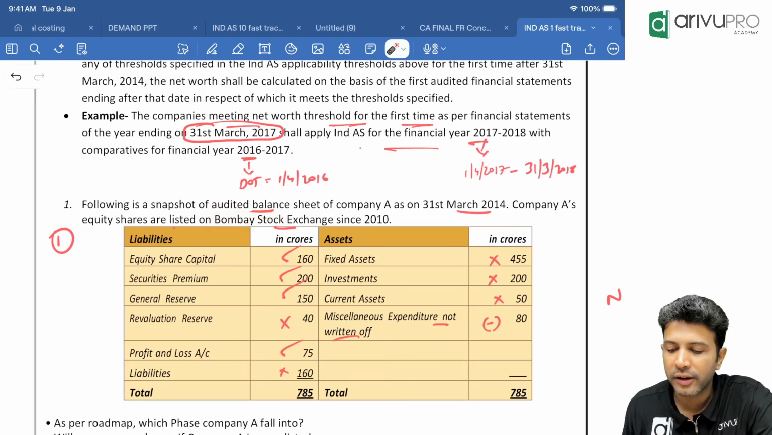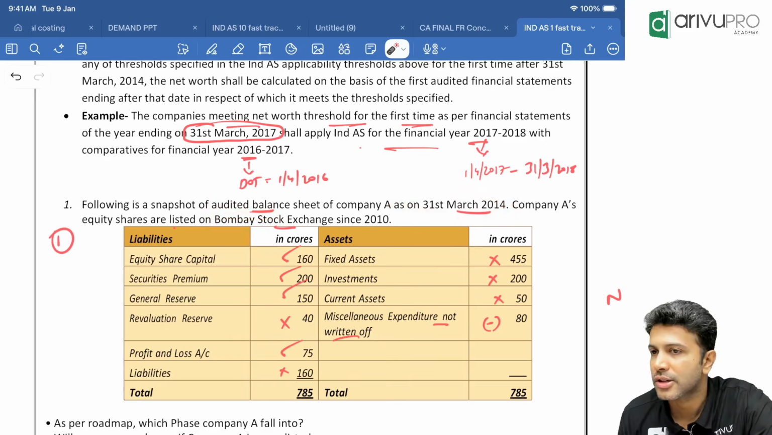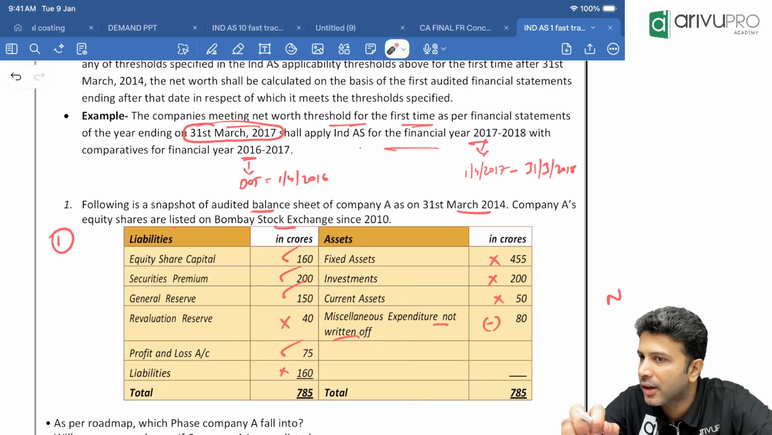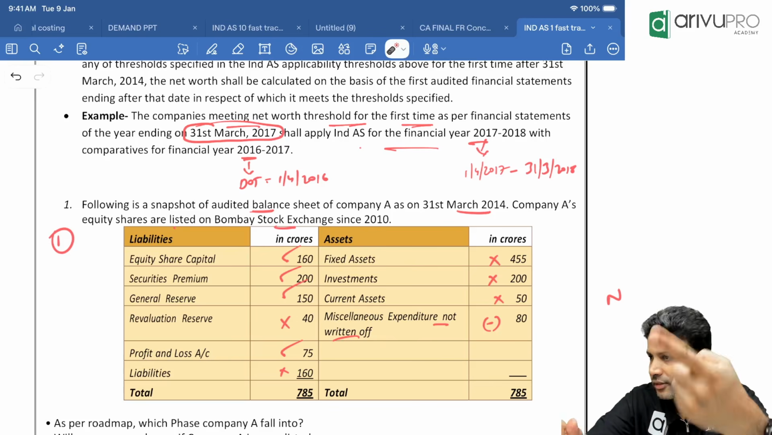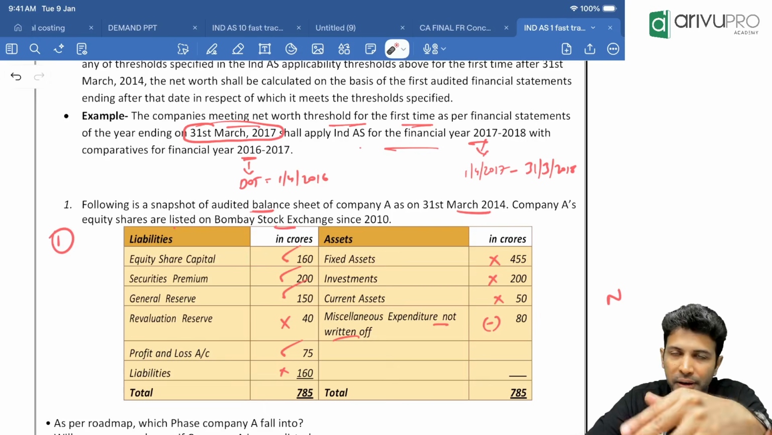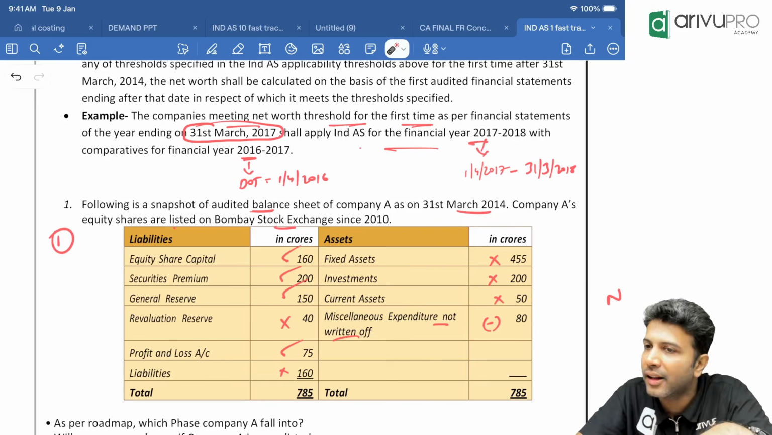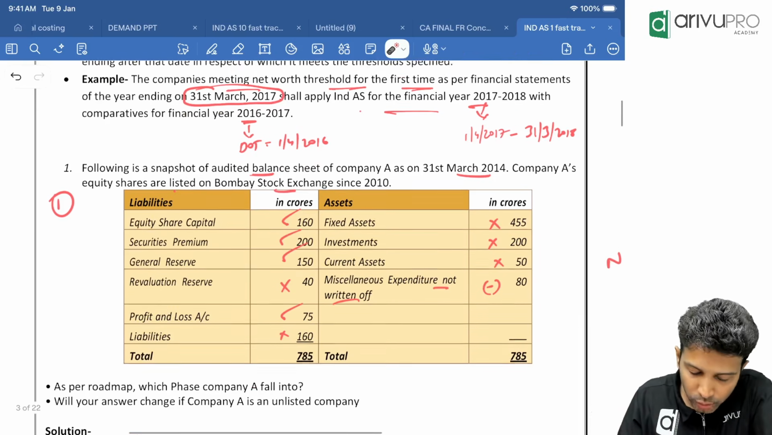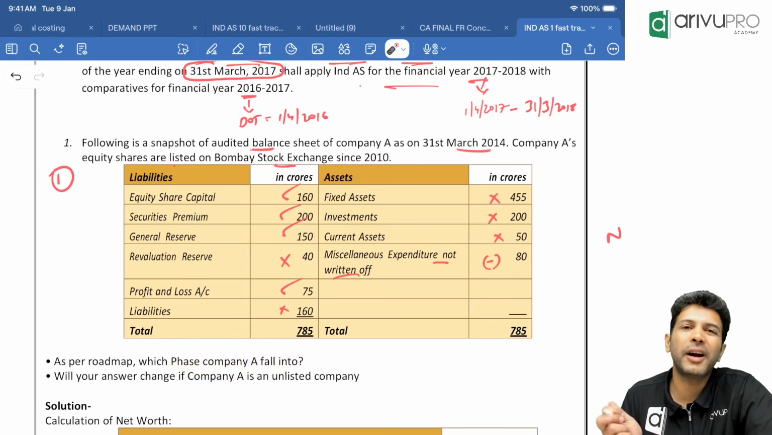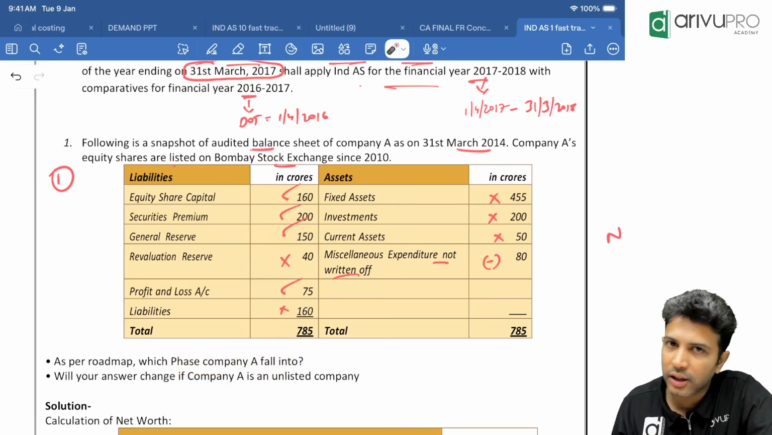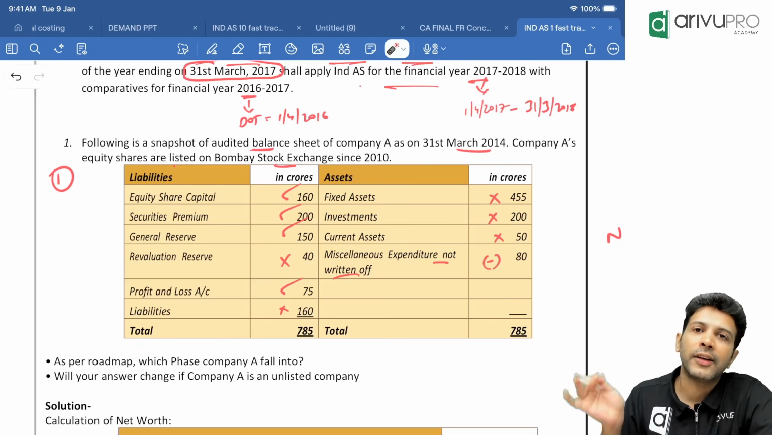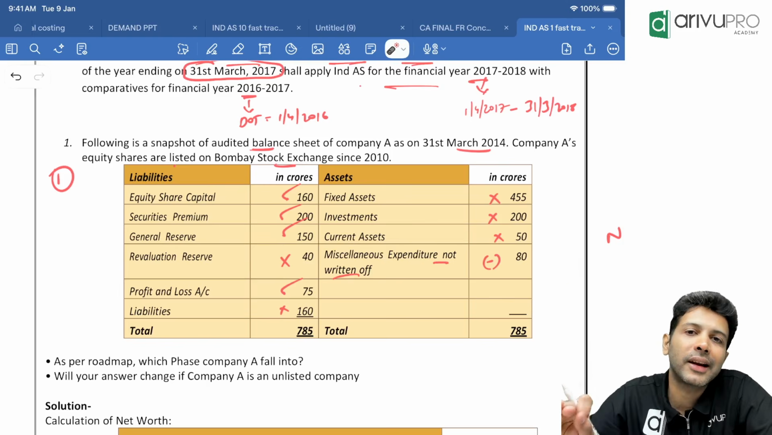Following is a snapshot of the audited balance sheet of a particular company on 31st March 2014. Company shares are listed on the Bombay Stock Exchange. So this is a listed company. Listed companies means either they'll come under phase 1 or they'll come under phase 2. If they don't come under phase 1, they automatically come under phase 2. So what you need to do is, as per the roadmap, check which phase this company falls into. Phase is dependent on net worth. If your net worth is 500 crores or more, whether you are listed or unlisted, you come under phase 1. Then, if a listed company doesn't get covered under phase 1, they automatically get covered under phase 2.